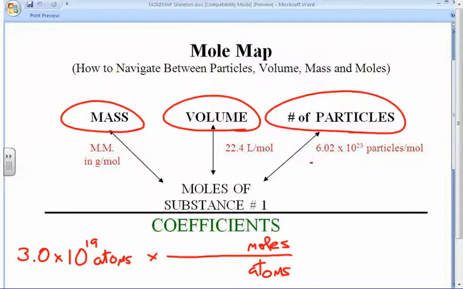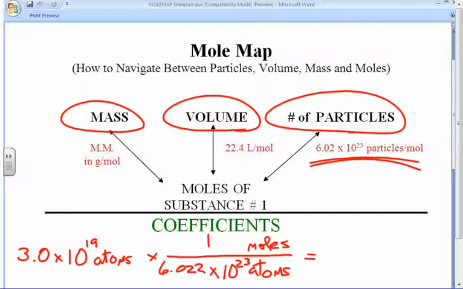And as we can see on our mole maps, the connection between the number of particles that you have and the number of moles that you have is that for every 1 mole, you have 6.022 times 10 to the 23rd atoms.